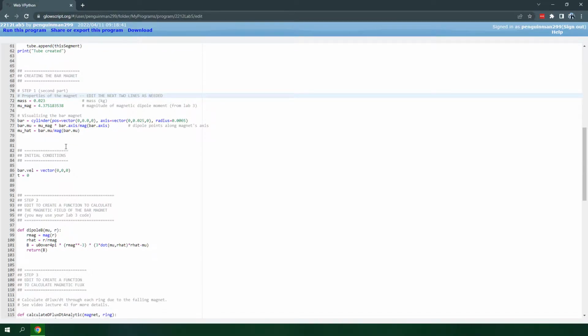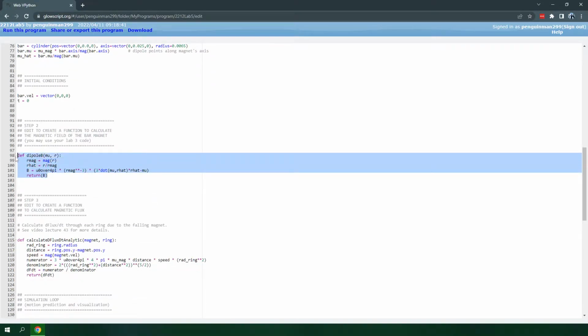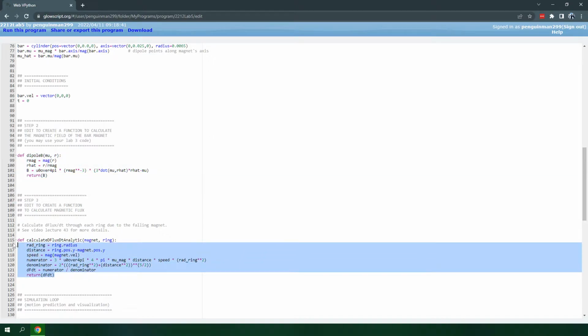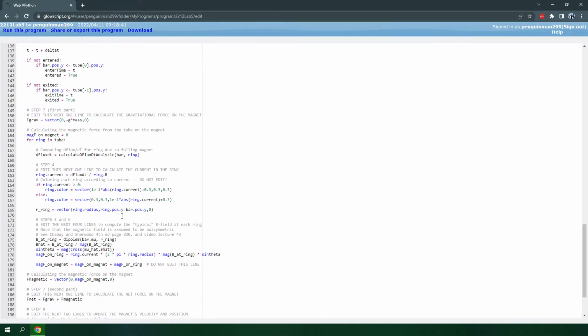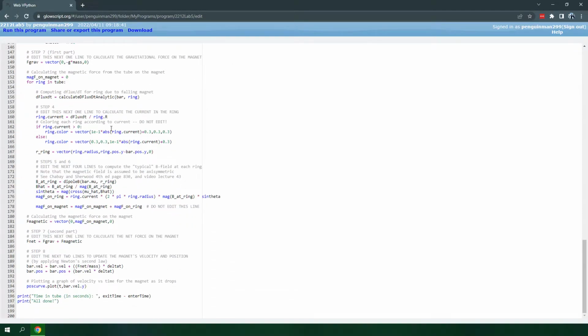And then I set up this method here from lab 3 to calculate the magnetic field at a certain distance from the bar magnet. And this method here is used to calculate the rate of change in the magnetic flux through a ring caused by the magnet. And then down here, you can see Faraday's law being put into effect to calculate the current induced in each ring by the magnet, and the Biot-Savart law to find the force that the magnet exerts on the ring.